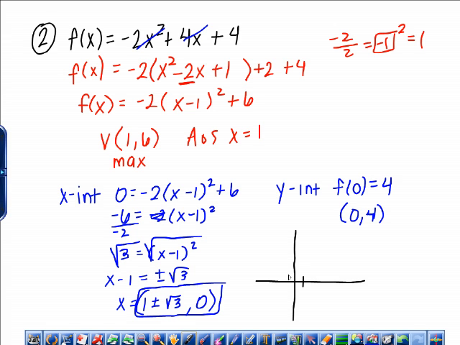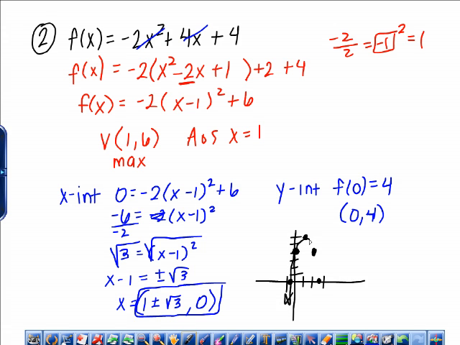Okay, so I have 1, 2, 3, 4, 5, 6. That is my maximum. That's my vertex. I have (0, 4). I'm going to mirror that point over here. And I'm going to plot my x-intercepts. Now remember, we start at 1 and then we add √3. So how much is √3? Well, √4 is 2, so √3 would be a little bit less than 2. So it looks like right here between the numbers 2 and 3, and over here between 0 and -1. And now you have 3 points plotted.